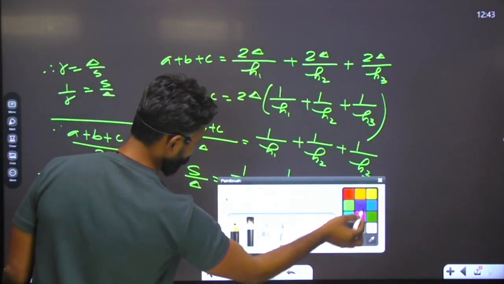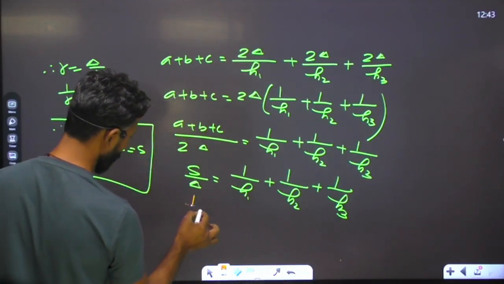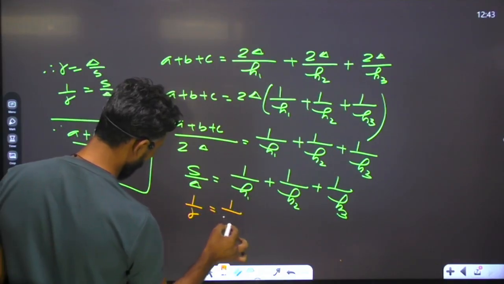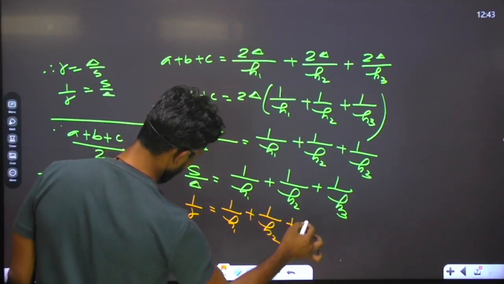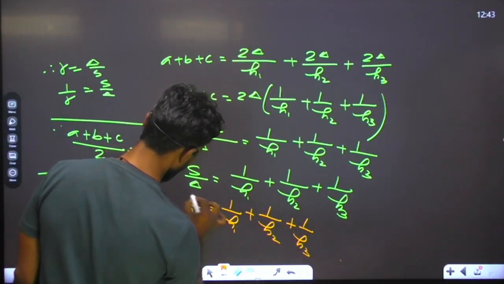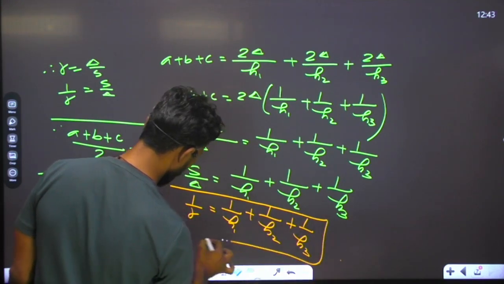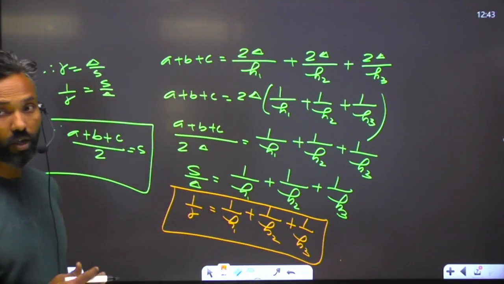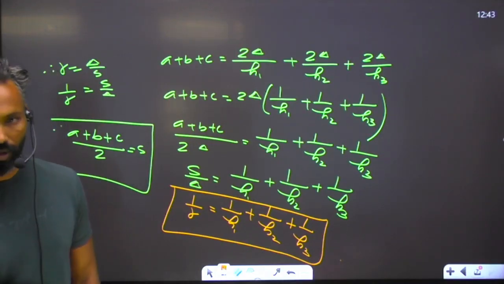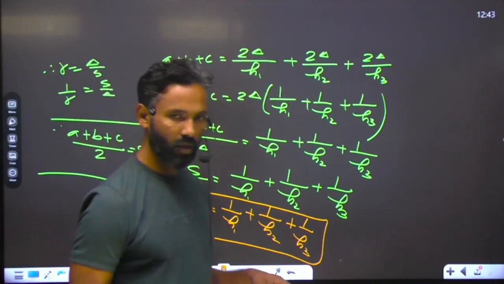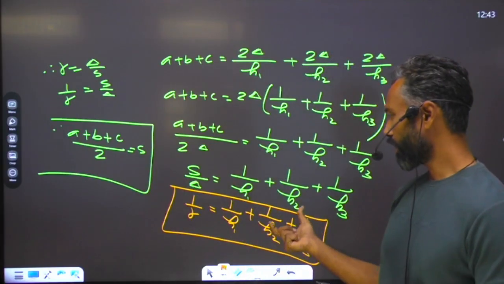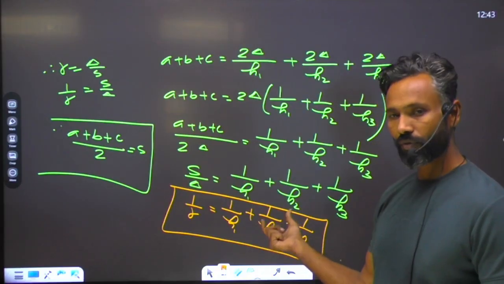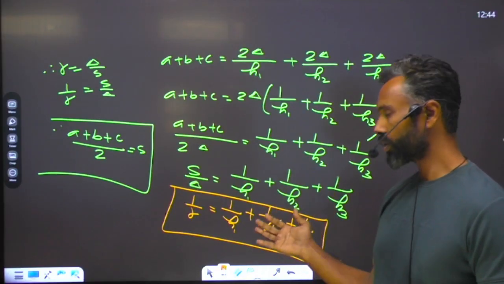Yes or no? So the direct formula becomes 1 upon r equal to 1 upon h1 plus 1 upon h2 plus 1 upon h3. So this is the direct formula for the calculation of the inradius of the triangle. Getting me or not? You just have to remember this formula, you just have to have it in your mind.